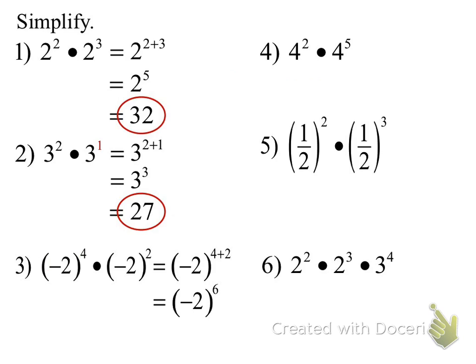And then that multiplies to what? We said 2 to the 5th is 32. What's 2 to the 6th? 64. 64, good. All right, you want to try the next 3 on your own? Go.